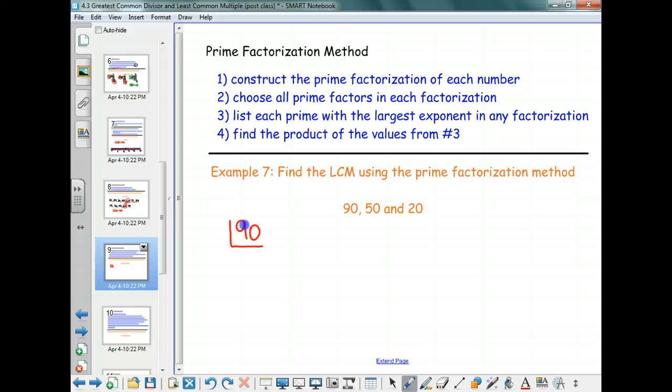All right, what's the smallest prime number that divides 90? 2. 90 divided by 2? Good. Now, the smallest number that divides 45? 3 actually works as the smallest. 15. Smallest that divides 15? 3. And I get 5. Good.